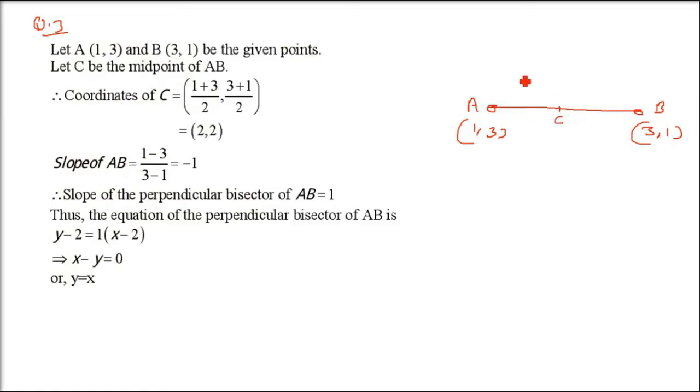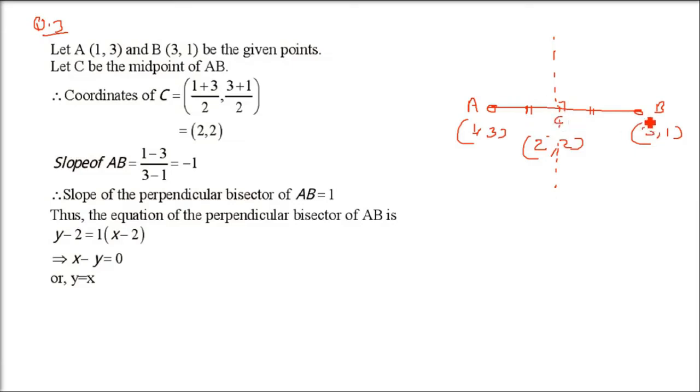Perpendicular bisector means a line which is perpendicular to a certain line and is also bisecting it. So it's 90 degrees and it is bisecting it also. The middle point is x1 plus x2 by 2, 1 plus 3 by 2, and 3 plus 1 by 2, again 4 by 2, that is 2. So 2, 2 is the middle point.